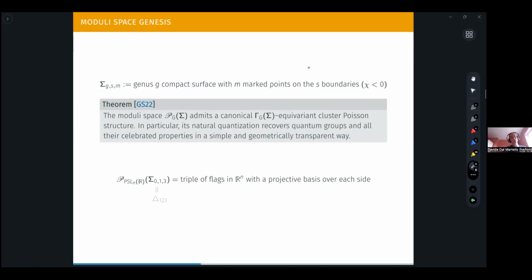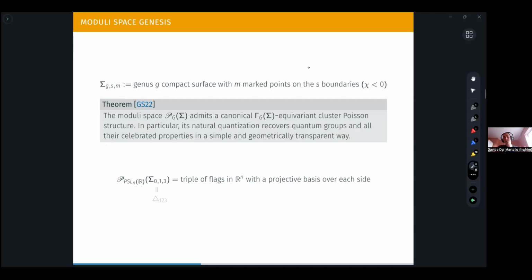The whole theory depends on the choice of a surface. This is a surface of genus G with S boundary components, and you're also allowed to mark endpoints on these boundaries. Plus, there's a technical condition that you want negative Euler characteristic. Now, I want to summarize the whole theory in a single theorem, for the sake of time, and also for the sake of advertising it.